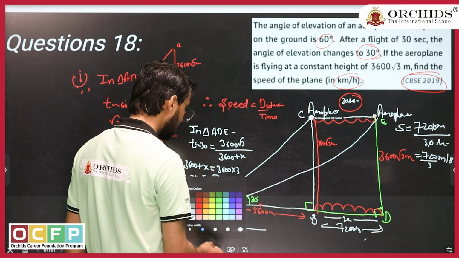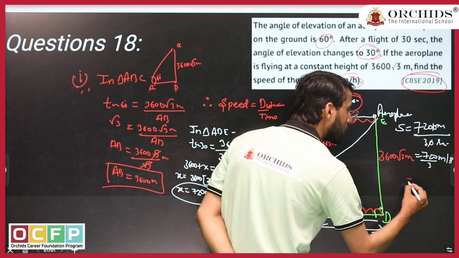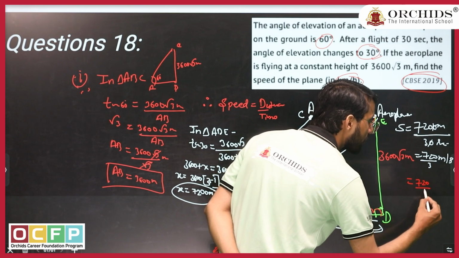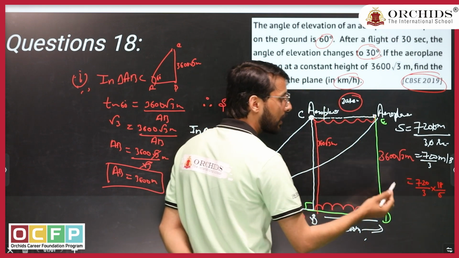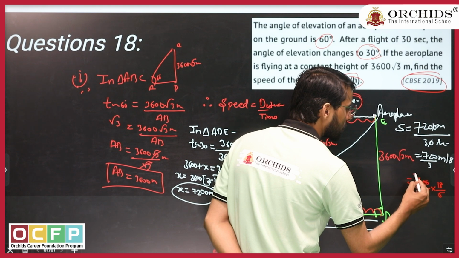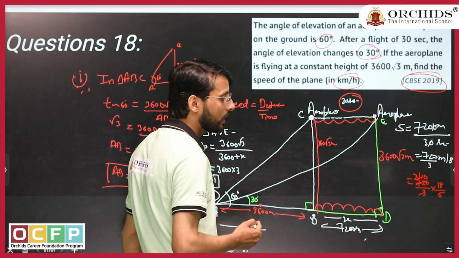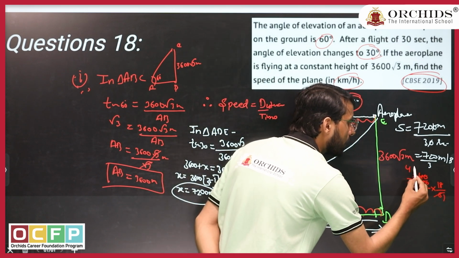But the question is, they have asked in kilometer per hour. So for kilometer per hour, just multiply by 18 by 5. So if you multiply, in the 3 table, you get 3 2 6, 3 4 12 and 0. 240 into 18 by 5. So 5 1 5, 5 4 20, 5 8 40.